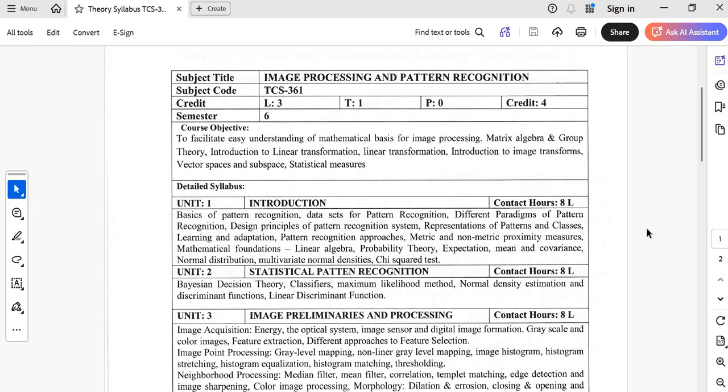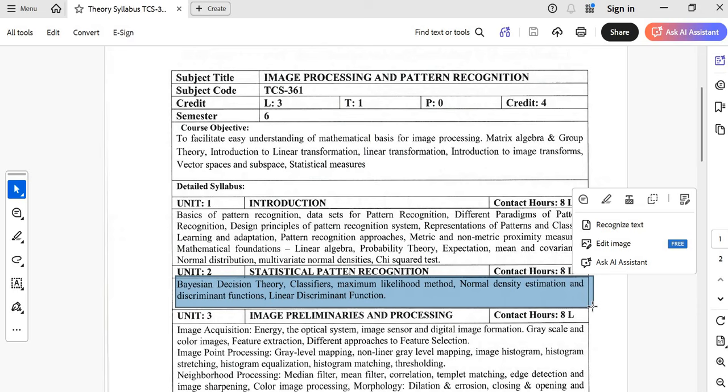So some topics are there. Number 1, Bayesian decision theory. Number 2, classifier. Number 3, maximum likelihood method. Number 4, density estimation. Number 5, discriminant functions. At last, linear discriminant functions. It is known as LDF or LDA, linear discriminant analysis.